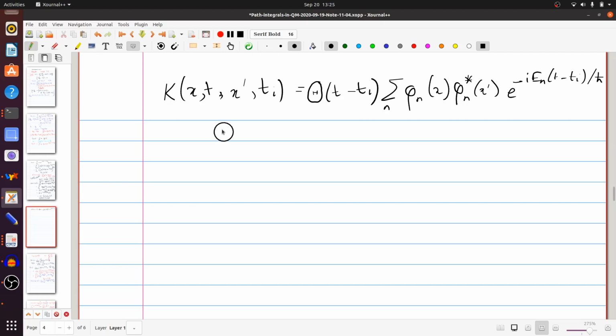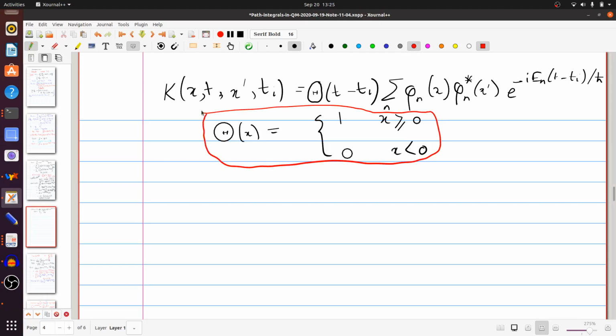So this theta function is something which all of you are pretty familiar with. Theta of x is defined to be 1 for x greater than or equal to 0 and 0 for x less than 0. So this is what the theta function is. So this ensures that our propagator only propagates wave functions forward in time, or it causes effects, or the resulting wave function is formed after the cause. So this is also called the causal or retarded propagator. Retarded because the effect occurs after the cause. So the time t is after the time t i. That's what the theta function ensures.